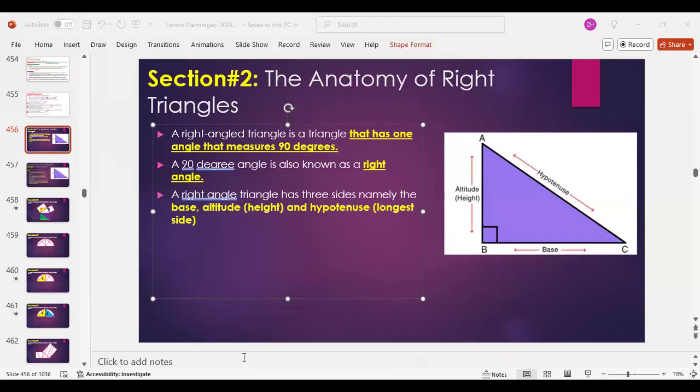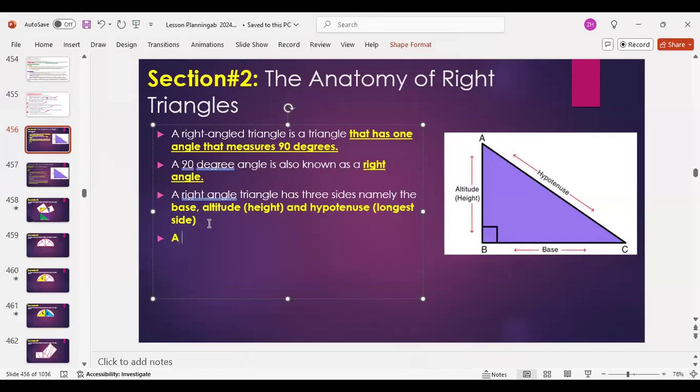Jemiah, can you hear me? Yes, sir. What is the longest side of a right triangle called? Hypotenuse, very good. Sashini, give me the 3 parts of the right angle triangle. The 3 parts of the right angle triangle are the base, the height, and the hypotenuse. Very good.